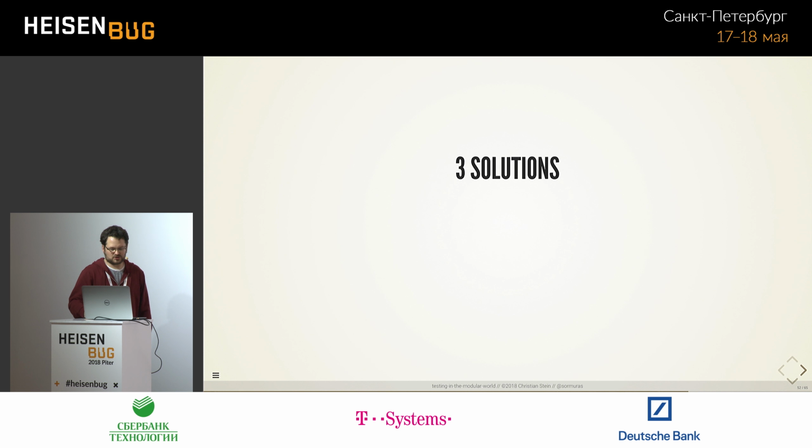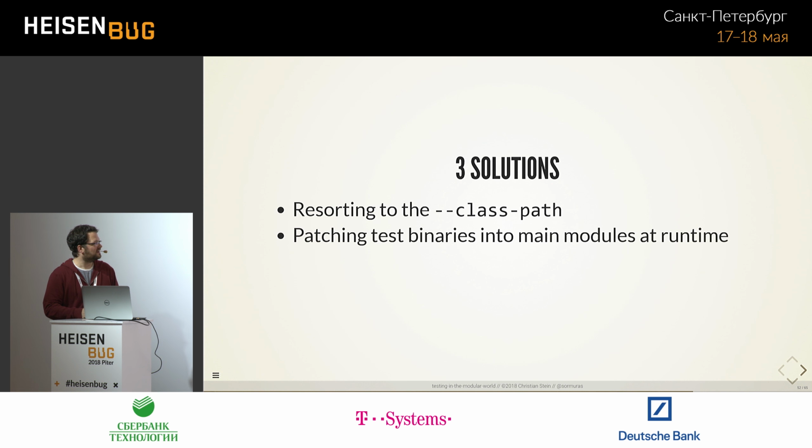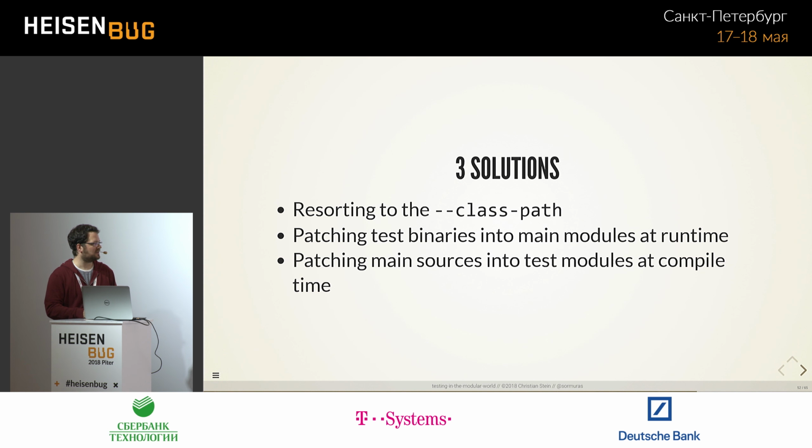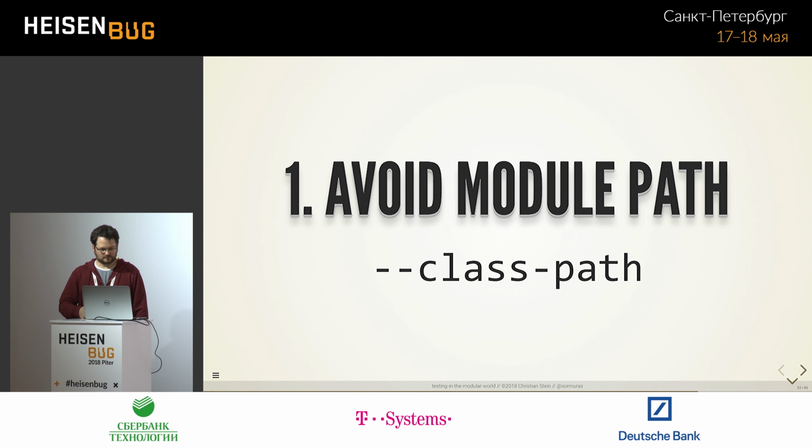Now, three solutions are here to help with blending in your test code from modules into the main modules. First is, don't use module path, just use class path. Second is, when executing the test runtime, I merge in the test binaries. And the third will be, I will patch the compile time of the test. So let's do the first thing. We just avoid the module path and do everything on the class path again.